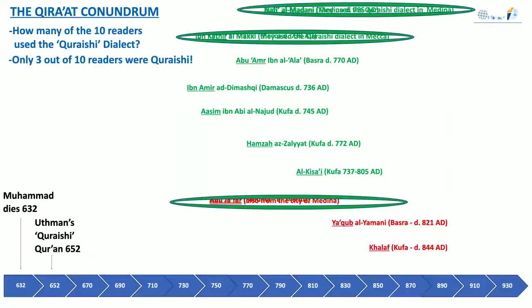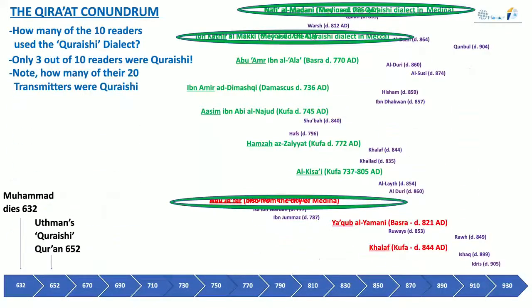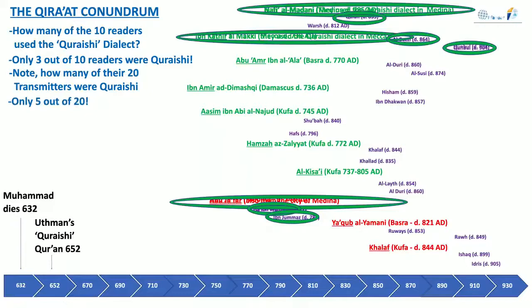What about the transmitters? Remember the transmitters in purple there? How many of them would be Qurayshi? Well, you would have Qalun, he would be Qurayshi, not Warsh. And then you would have Al-Bazi would be Qurayshi. And then you have Qunbul could be Qurayshi. You would have also Isa ibn Wardan would be Qurayshi. I'm circling them in green. And Ibn Jumaz. Which means only 5 out of the 20 are Qurayshi.